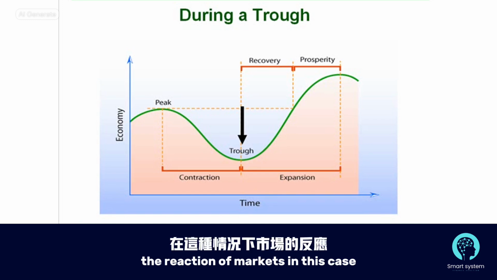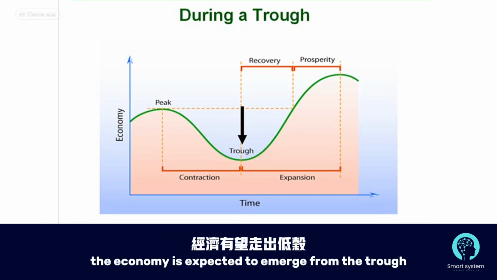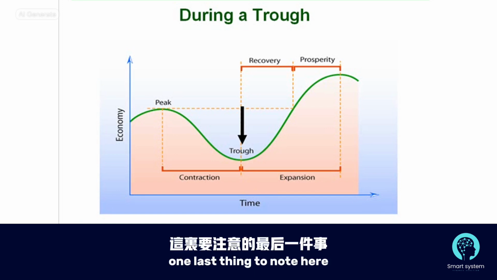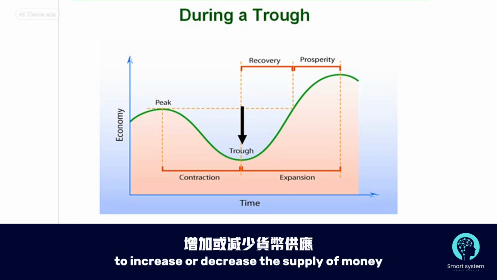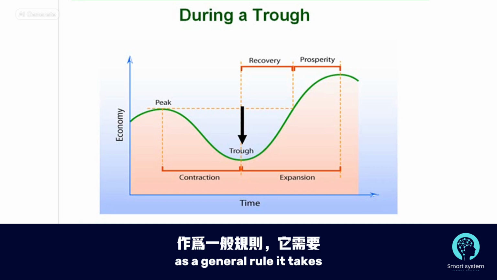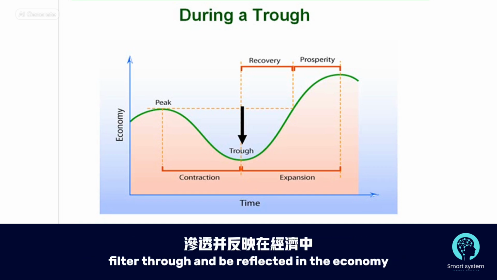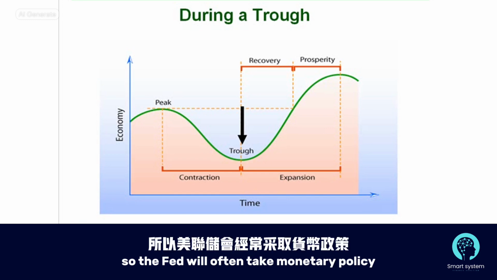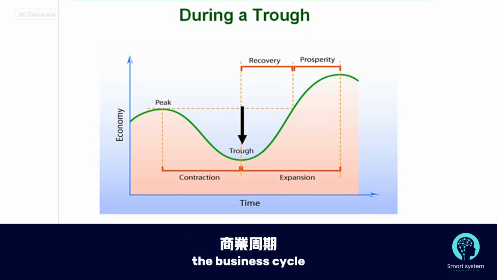The reaction of markets in this case will generally depend on how quickly the Fed moves to raise interest rates and how quickly the economy is expected to emerge from the trough. One last thing to note here is that there is a lag between action by the Fed to increase or decrease the supply of money and seeing the intended effects on the economy. As a general rule, it takes 6 to 9 months to see changes in the money supply filter through and be reflected in the economy. So the Fed will often take monetary policy action in anticipation of future changes in the business cycle.